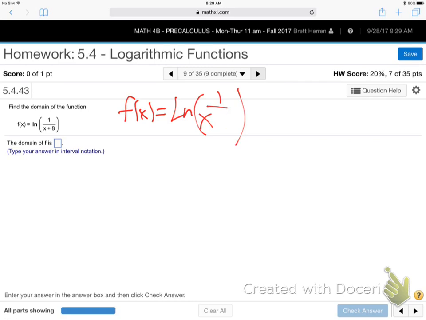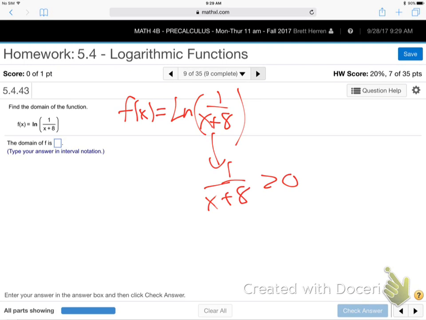So natural log of 1 over x plus 8. Same kind of thing. Natural log is just a special log. We'll talk about it in a minute, but for now, it's a log. This is the inside. And so we say, hey, inside, you've got to be greater than 0. You can't be equal to 0. You can't be negative. Inside, you have to be greater than 0.